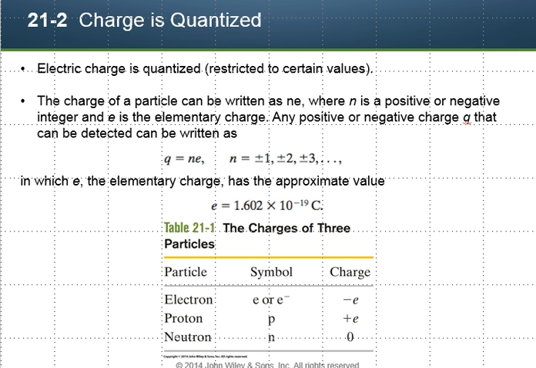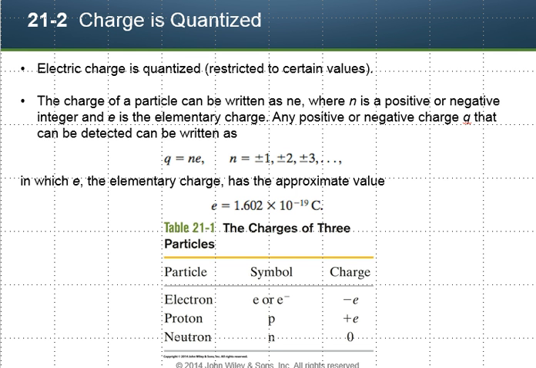It's kind of like our money. Our money can only have values that depend on what? The penny, right? You can't have more than a penny or less than a penny. I mean, you can't have less than a penny. Penny is the smallest unit. And above that, you can only have multiples of pennies. So the same is true for charge. You can only have multiples of the electron charge.